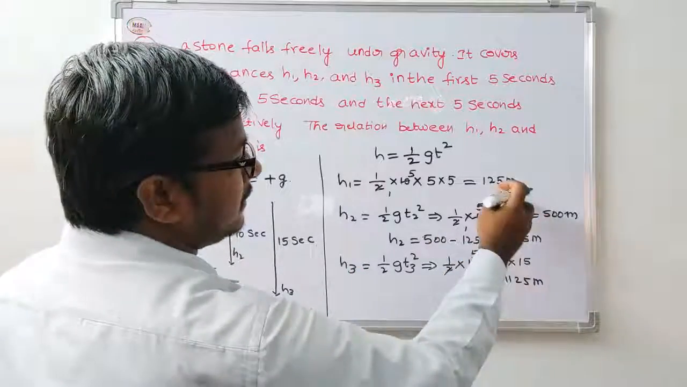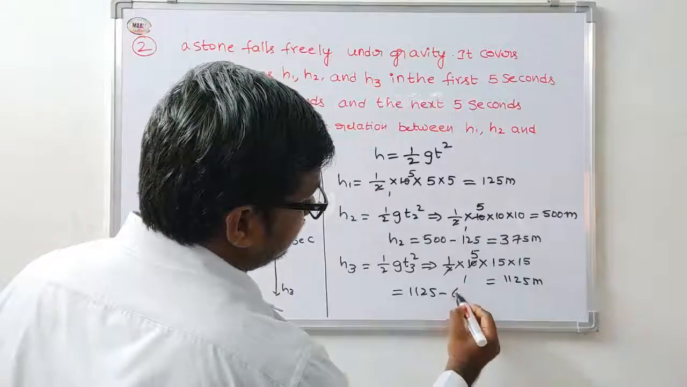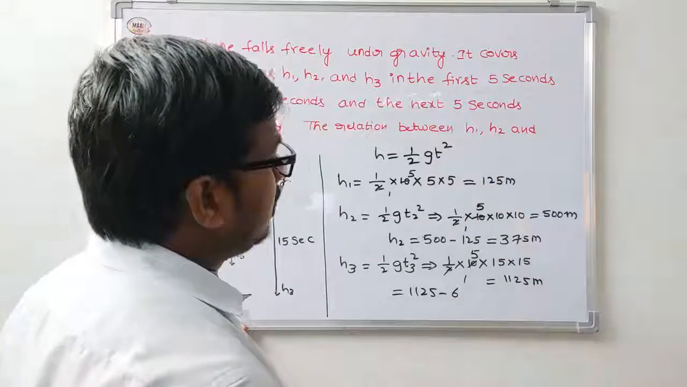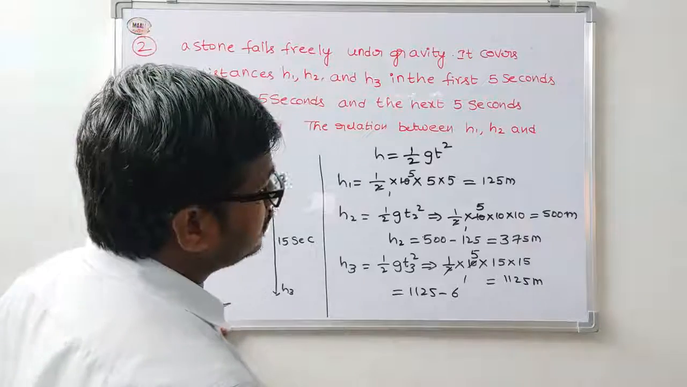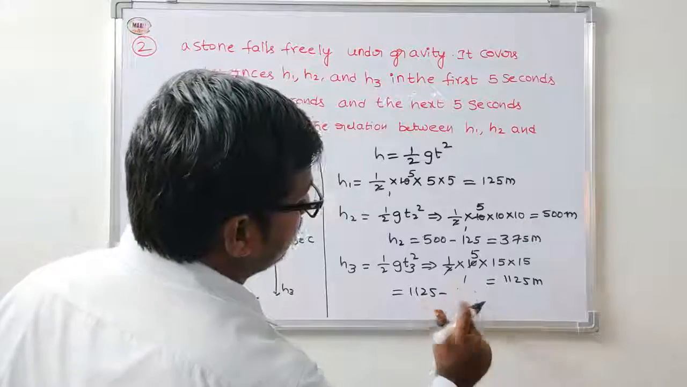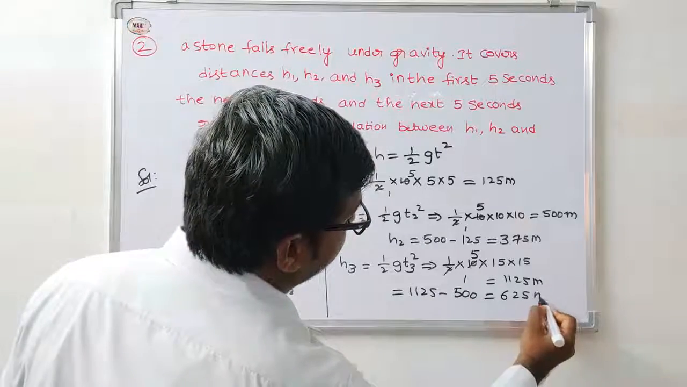The third distance covered, h3, is equal to 1125 minus 500 plus 125, that is, 1125 minus 625, that is equal to 625 meter.